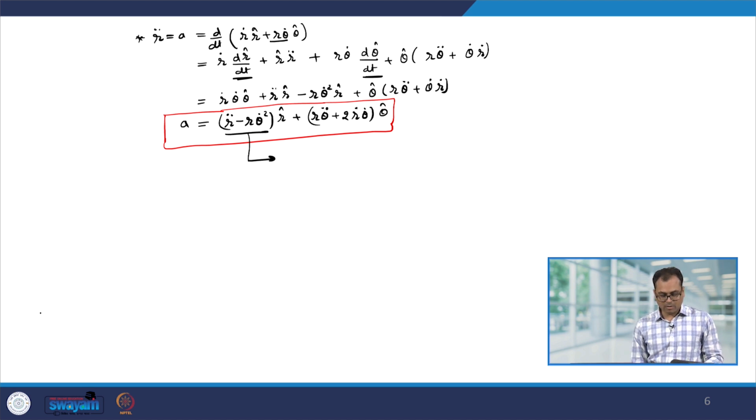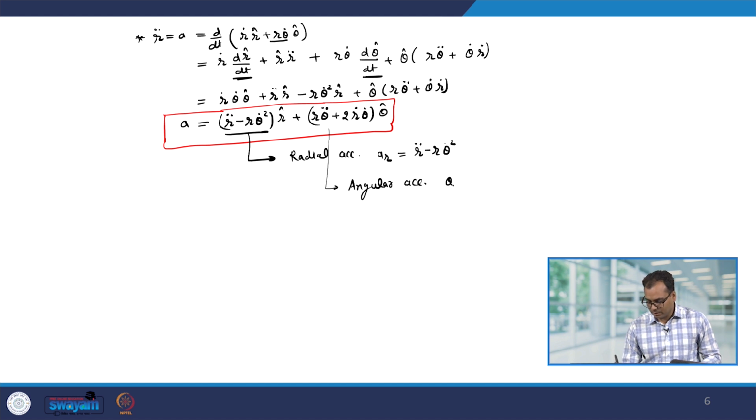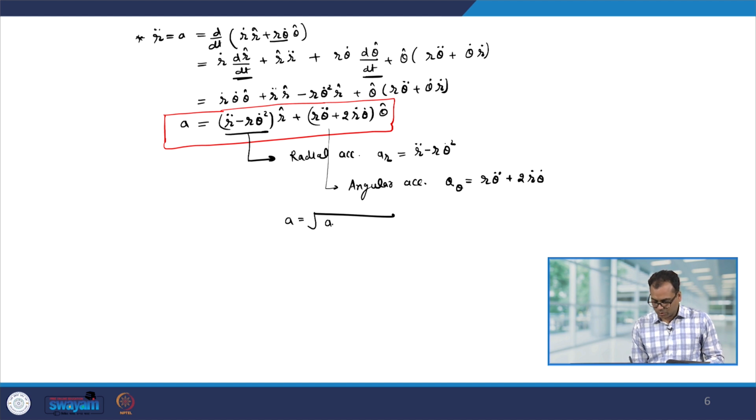This term is along r, therefore, it is called the radial acceleration, and let us denote it by A r. So, A r is r double dot minus r theta dot square, and this term is angular acceleration. Let us denote it by A theta. So, A theta is r theta double dot plus 2 r dot theta dot, and if you want to calculate the total acceleration, its magnitude, it will be A r square plus A theta square.